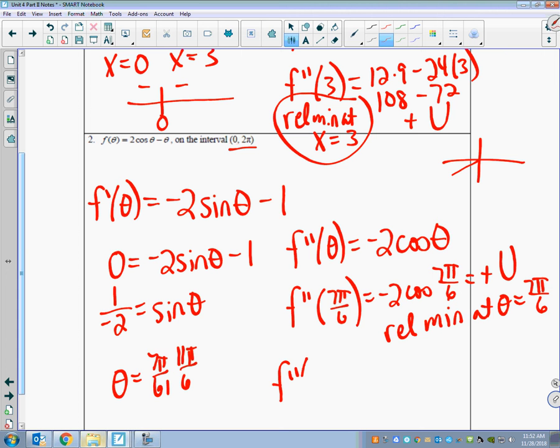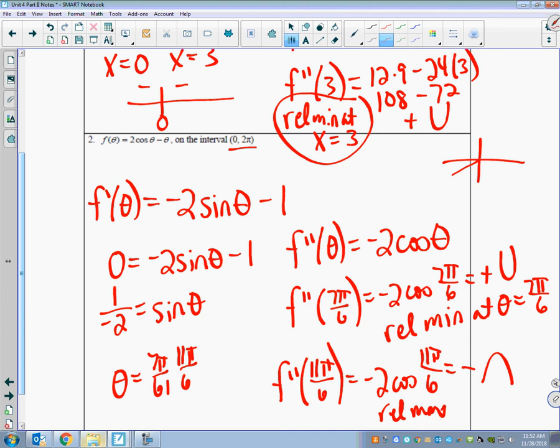And if I plug in 11 pi 6 into this, again, I don't even care if you know what it is. 11 pi 6 is over here in quadrant 4. Cosine is x, and it's positive over here. So a positive times a negative is a negative, which means if my second derivative is negative, it's concave down. So that means there's a relative max at theta equals 11 pi 6.